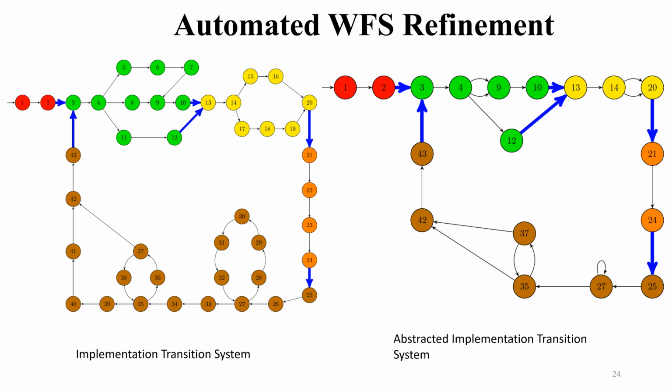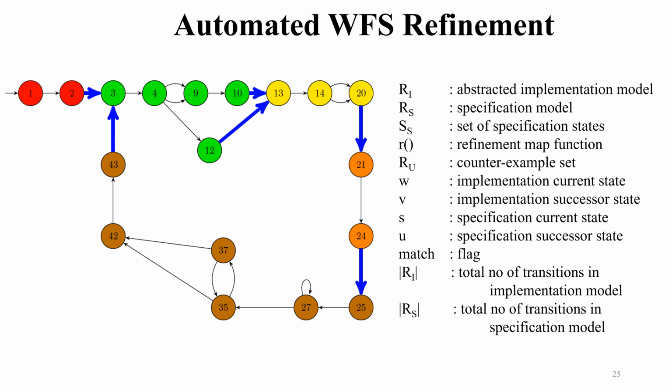For this work, the implementation transition system that is considered is shown on the left, but we have not directly considered this implementation transition system. We have applied some abstraction techniques and obtained the transition system on the right. This is the example that I'm going to use for describing the algorithm that we have proposed.